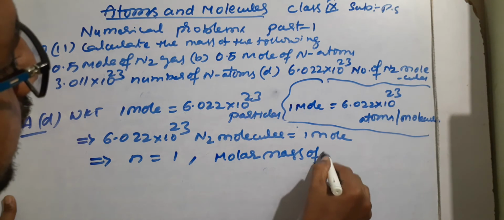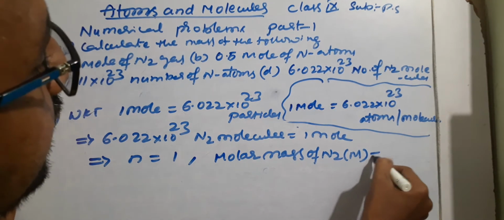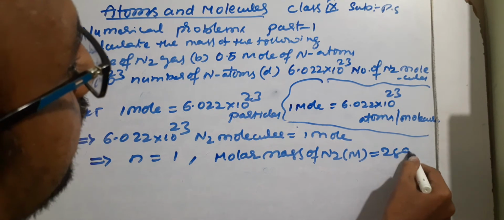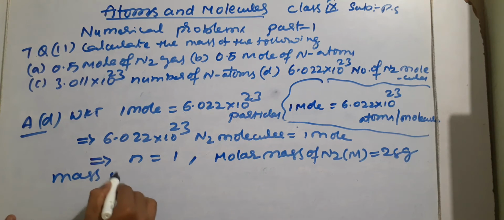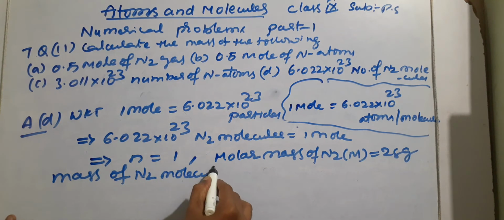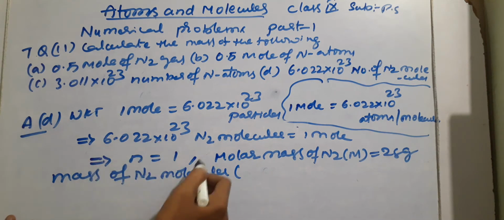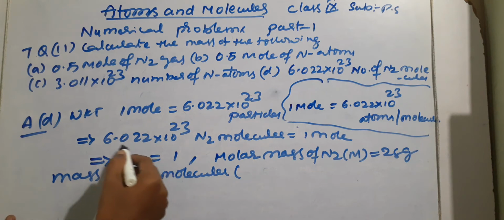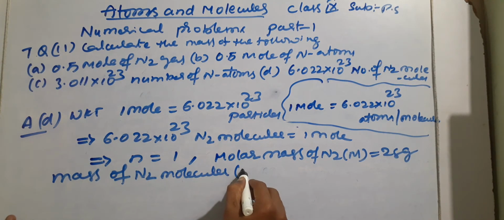Molar mass of N2 is nothing but capital M, N plus N, 14 plus 14, that is 28 grams. So now we want to find the mass of N2 molecules. How many molecules are present? That is, what is the mass of Avogadro number of N2 molecules, denoted by small m.